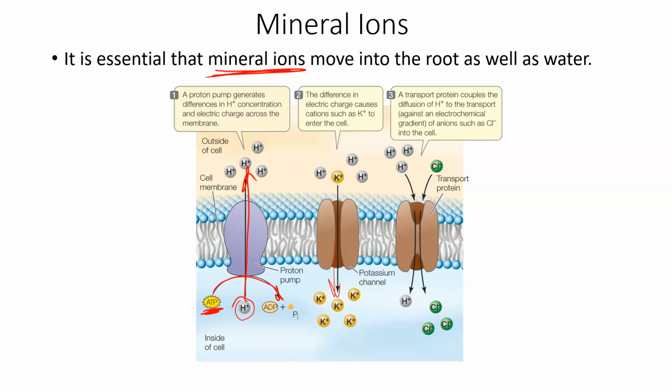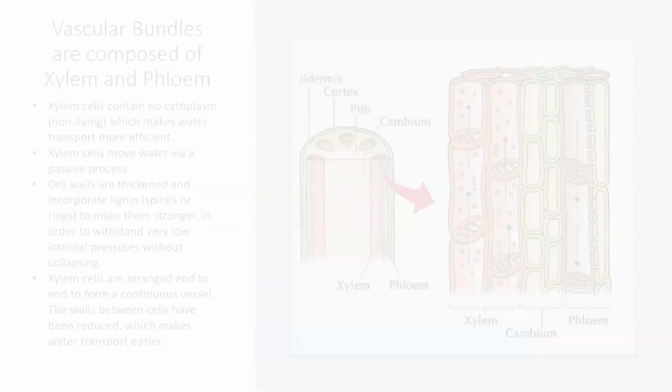And then you have transport proteins that are co-transporters, transporting, in this case, chloride ions into the cell with the movement of these H+ ions. So you're still moving them from low to high, but we're moving them with the aid of the H+ ions, or with the passive transport of the H+ ions into the cell.